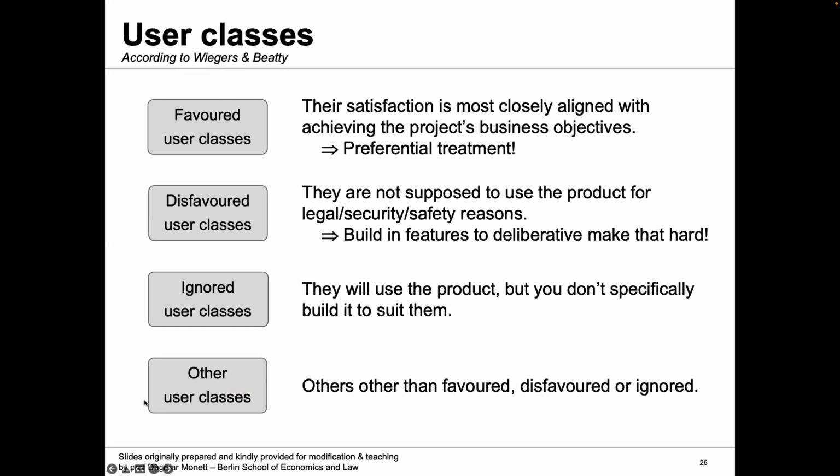So other user classes are those who are not favored, who are not ignored, or anyone who is not disfavored, they can come in. Even from the chart that we discussed of the potential stakeholders, any stakeholder can fit into these classes as well. So it can be from any level, like a procurement officer, or other heads in the company that are not classified as favored, disfavored, or ignored.